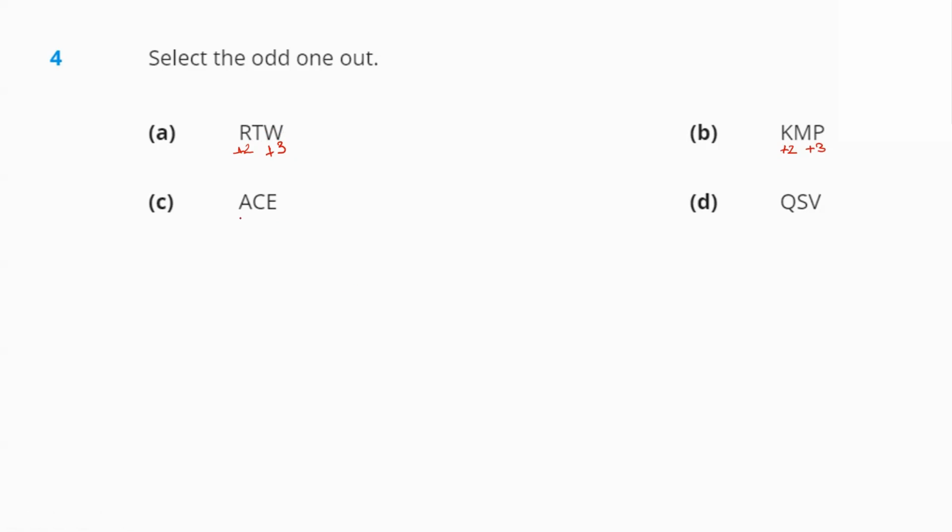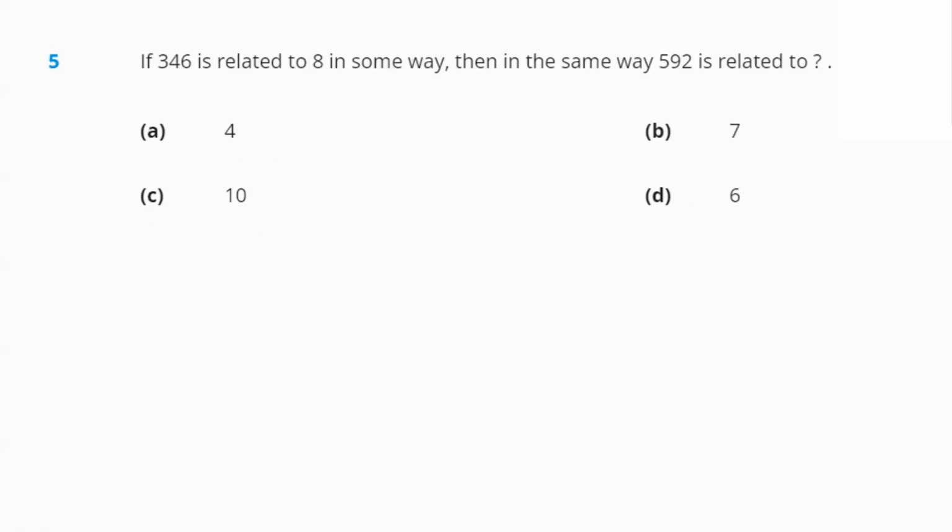Now option number C, A plus 2 gives us C, and if we do C plus 3, it will not come E, it will come F. So our correct answer is C. We will check this as well. Q plus 2 gives us S and S plus 3 gives us V. Moving on to the next question.